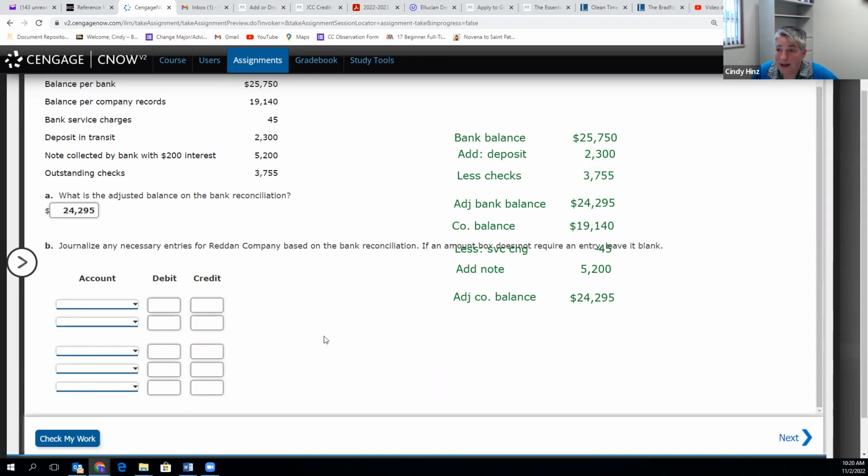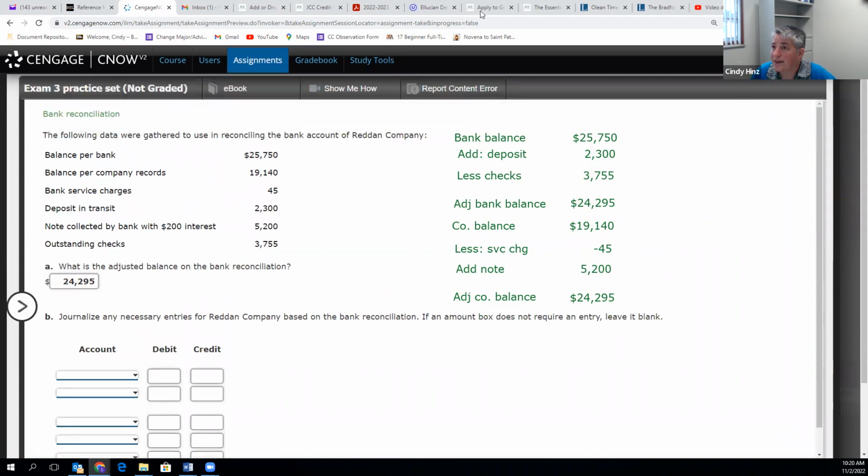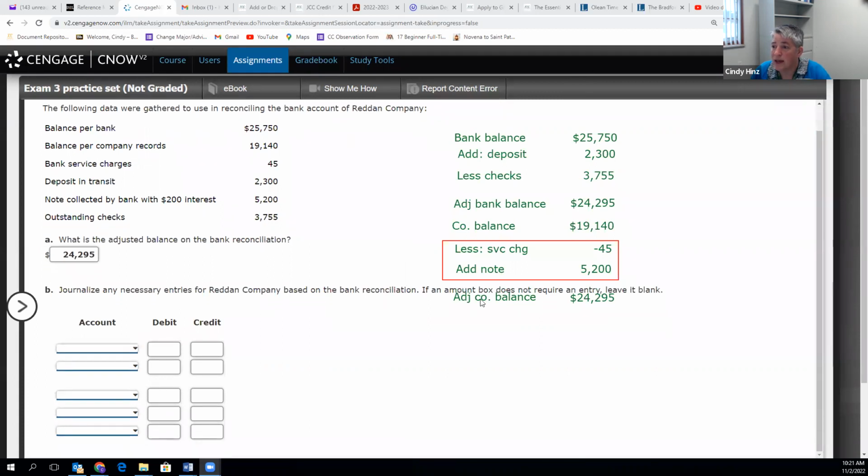Part B then asks us, if there are any entries we need to make to our records, to put together what those journal entries would look like. And as we discussed in class, anything that we said was an adjustment to our books, we have two things here that we had as adjustments. What we're saying on the bank reconciliation is those two items need to appear in our records. And so part B is, how do we get them there? What does the entry look like?